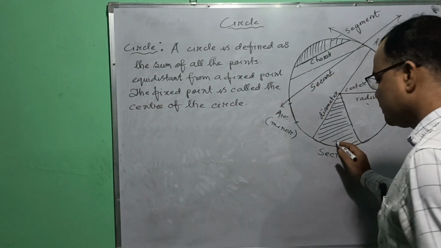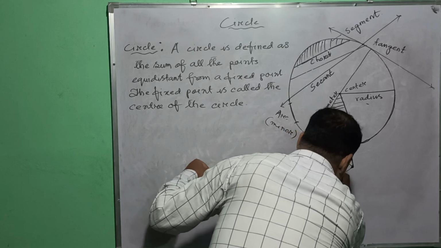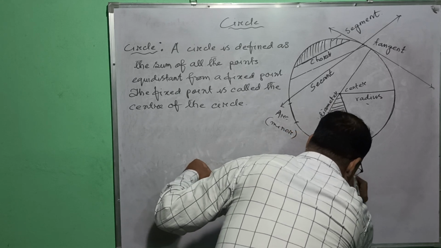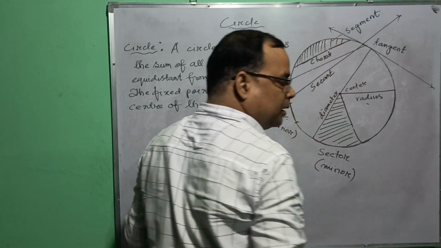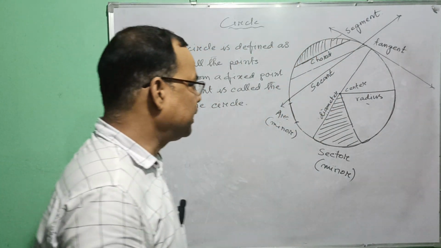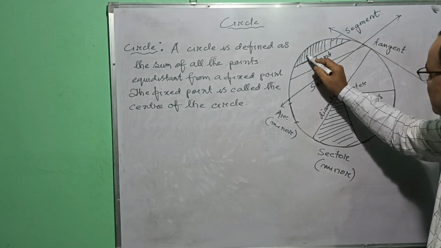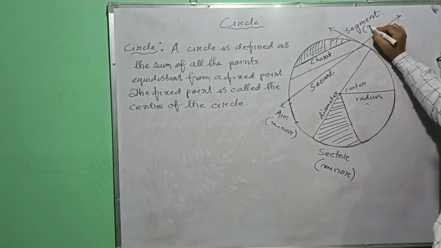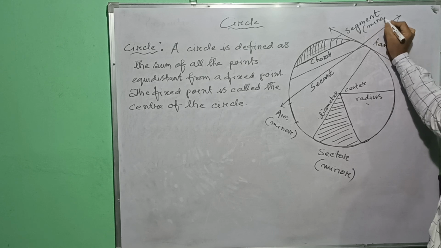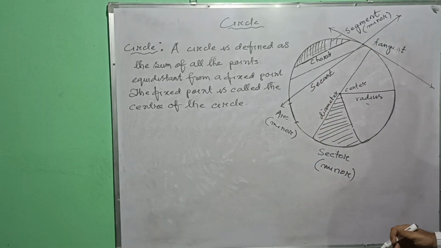In case of sector also, we can write here minor sector, and the remaining part also another sector. This is called major sector. And in case of segment, you can see this part is the segment, and this is minor segment. And the remaining part also a segment, and this is major segment.